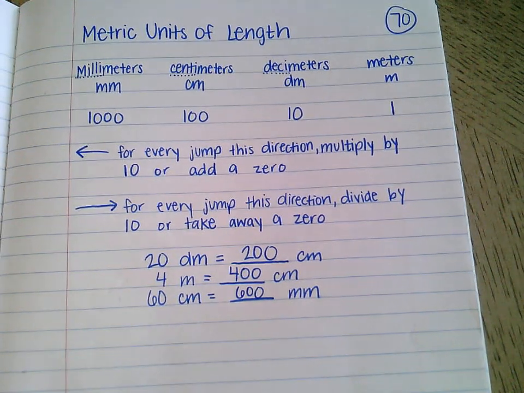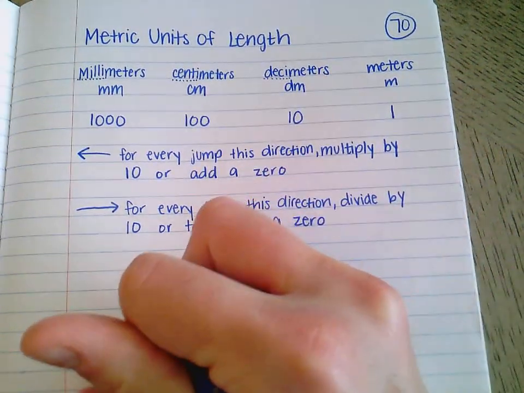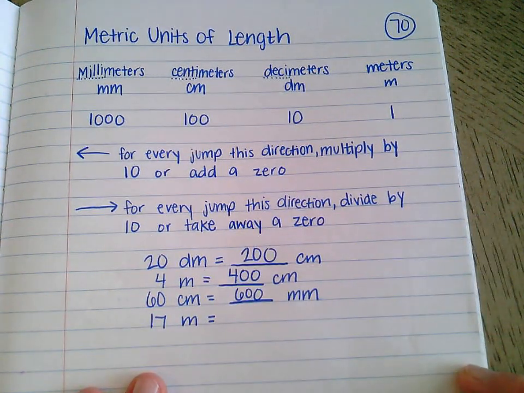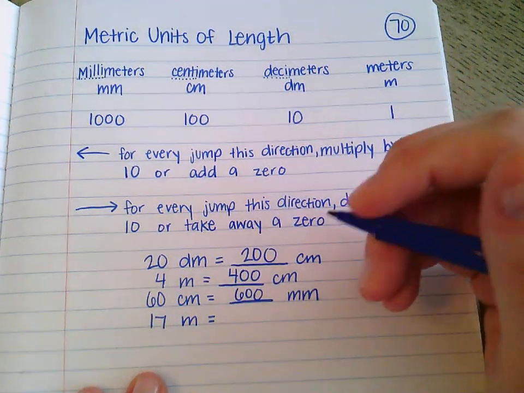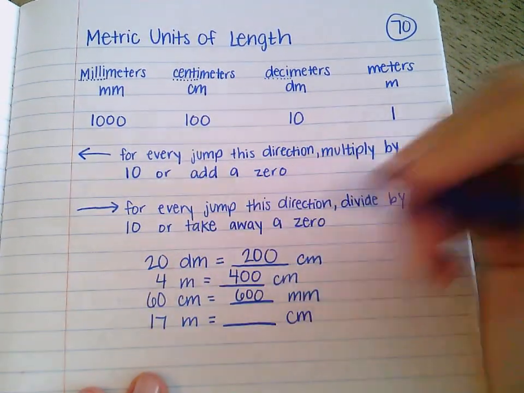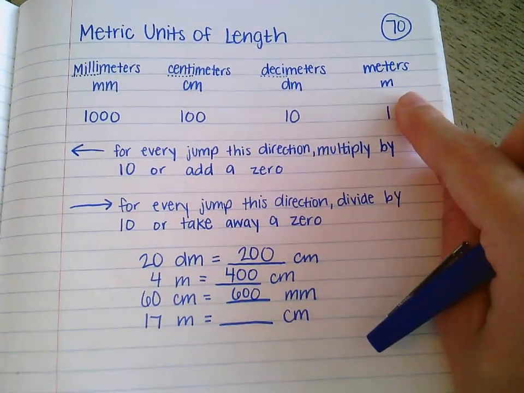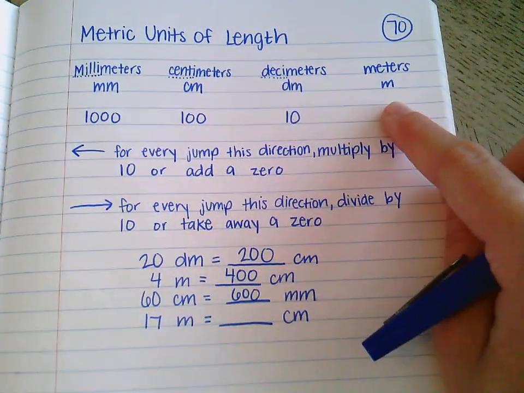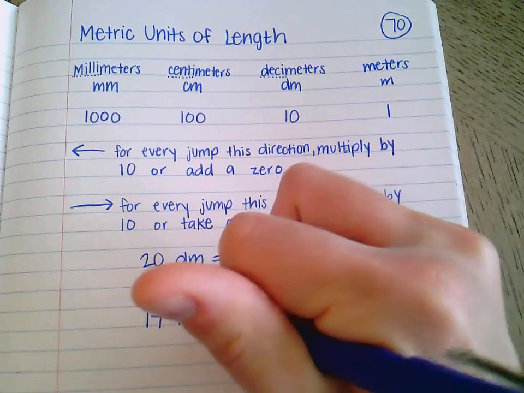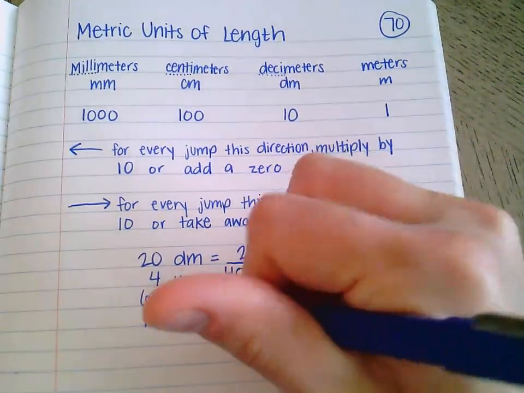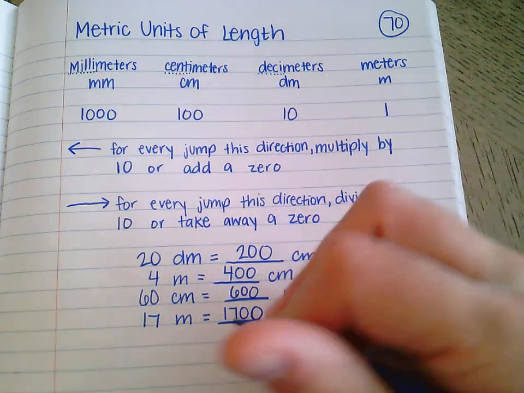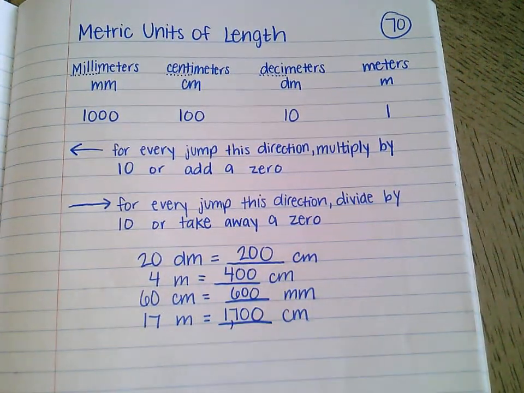Okay, let's do 17 meters. And I'm trying to change 17 meters into centimeters. Okay. Meters to centimeters. So I have to jump 1, 2, 2 times. So I'm going to write the same number, 17, plus 2 jumps, 2 zeros. So I now have 1,700 centimeters.